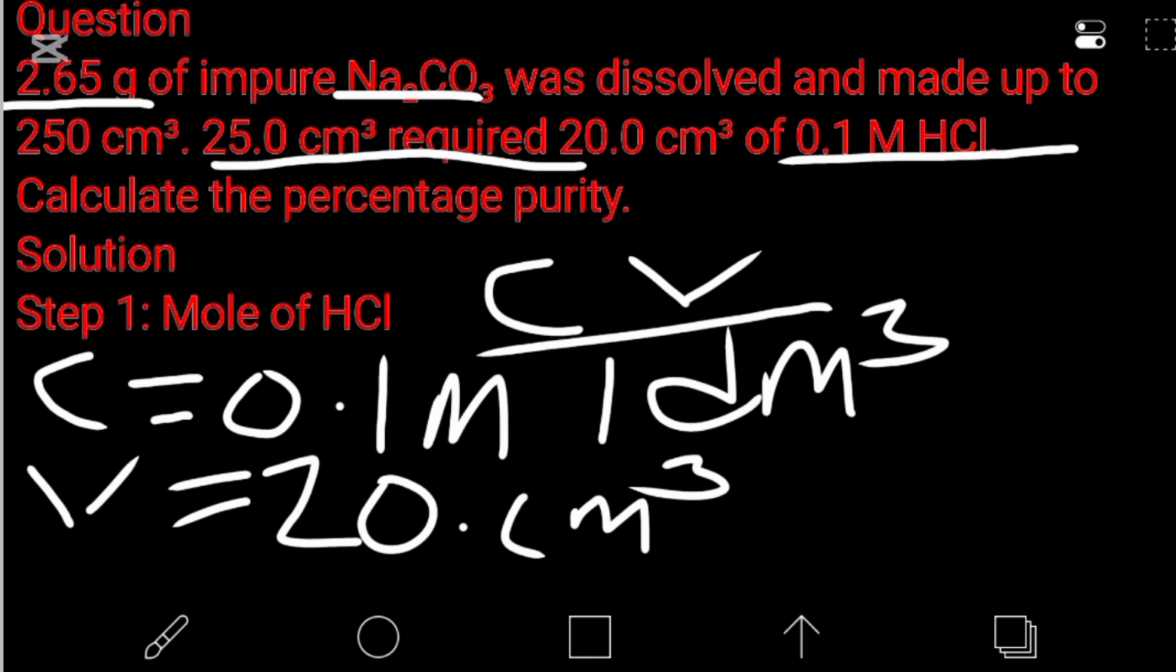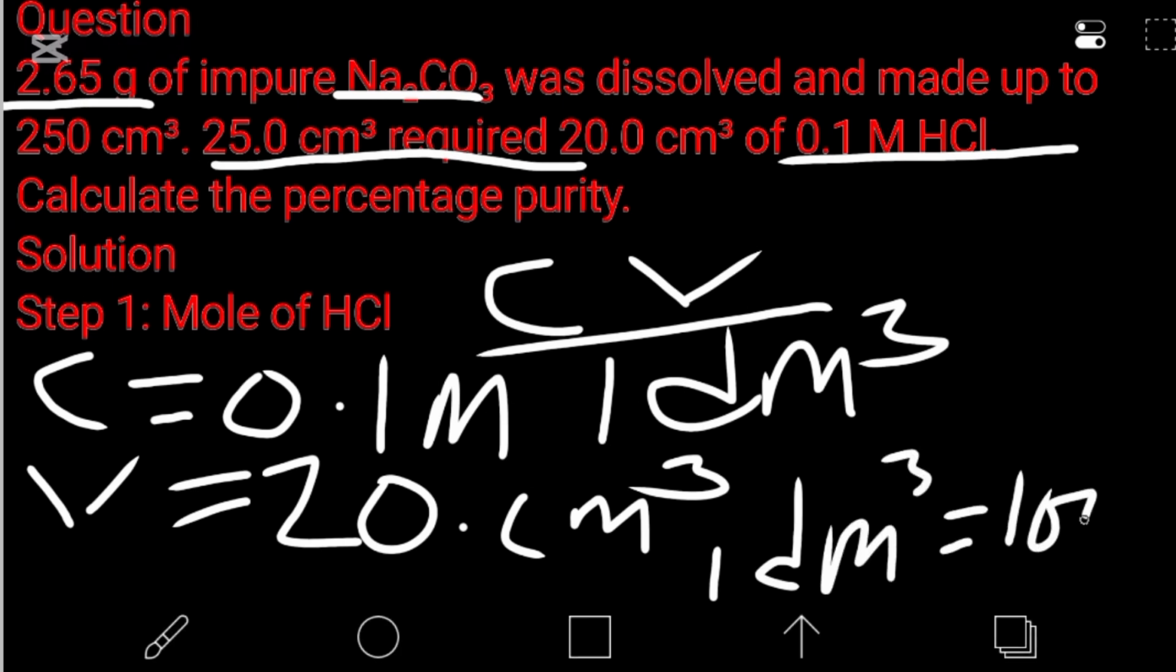So 1 dm cube is equal to 1000 cm3. Where do we get 1000 cm3? 1000 cm3 is coming from a preparation of hydrogen chloride. The prepared hydrogen chloride in 1000 cm3 of conical flask.